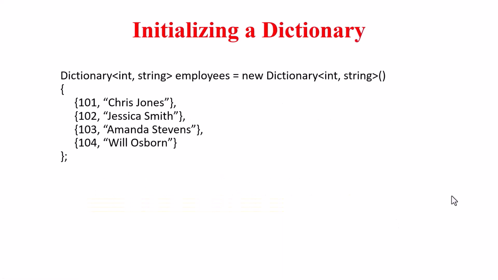Here's a good way to initialize it. Dictionary<int, string>. We're putting an int for the key and a string for the value type. We're going to call it employees, and we say new Dictionary<int, string>. And then right away we put things in it: 101 Chris Jones, 102 Jessica Smith, 103 Amanda Stevens, 104 Will Oswald. You don't have to do this here. Once you set it up, you can read a file, which we'll do later, and put values into the dictionary.